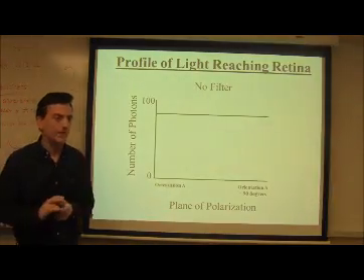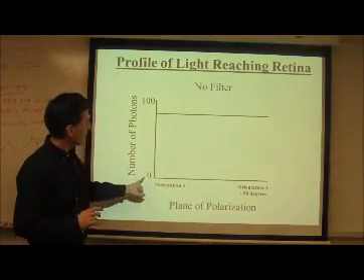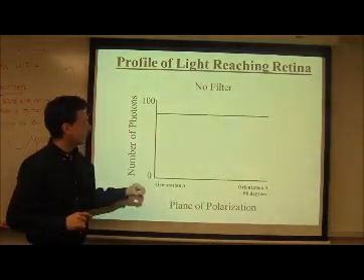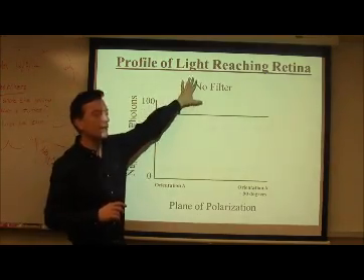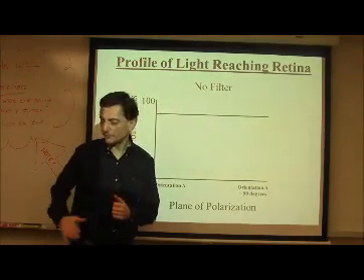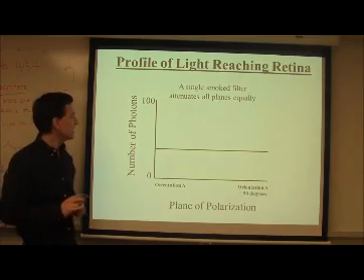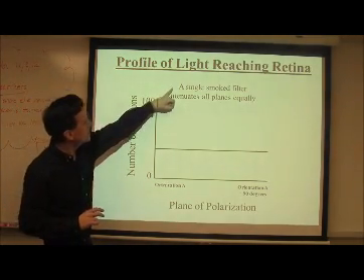So let's take a look at what that might look like here. This is the same axis layout that we had a moment ago, and we start out, as always, with no filter. And then what we can do is we can say that we put on a single smoked filter.